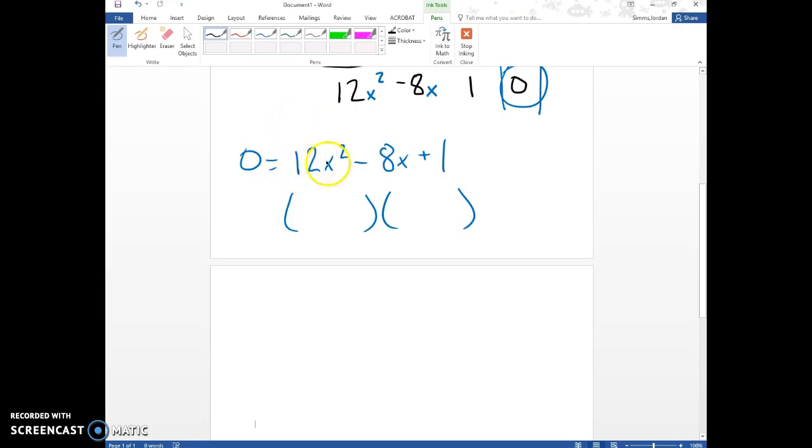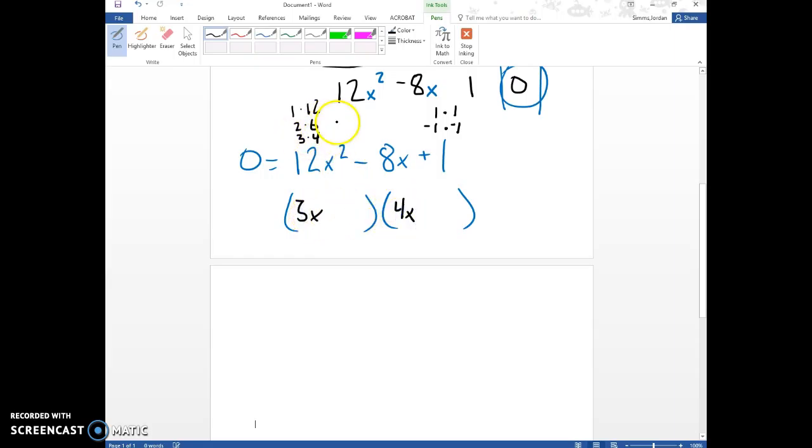There's a whole bunch of different factors going on here. We have 1 times 12, 2 times 6, 3 times 4. So this is our first term. And over here, this one's pretty easy. It's just going to be 1 times 1, or negative 1 times negative 1. Those are really our only two options here. So we want something that will get us a negative 8 at the end of the day. So let's just try, I don't know, 3x and 4x.